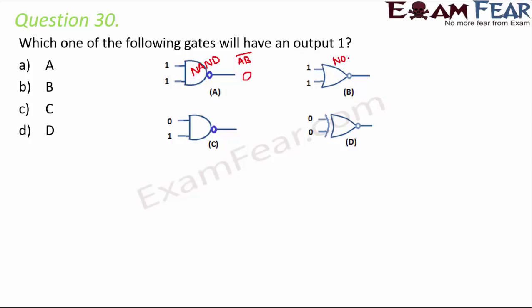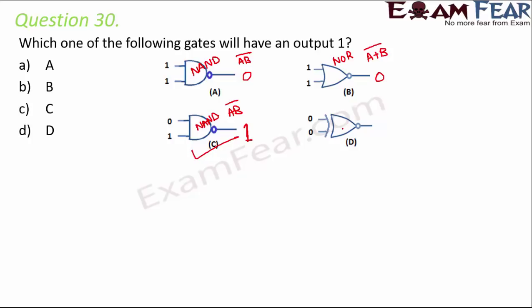This is a NOR gate, that is (A plus B) bar. So 1 plus 1 is 1, but bar, so it is 0. What about this? This is again a NAND gate. So in this case also it will be (A·B) bar. So 1 into 0 is 0, 0 bar is 1. So here the output is 1. So the correct option is C.